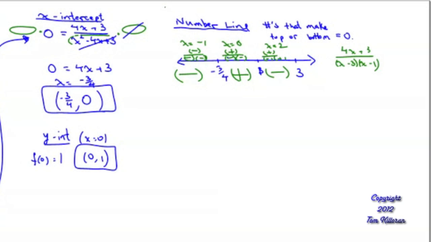Pick a number bigger than 3. 8,000. You can do that too. But I'm going to choose 4. And if you put it in, you get positive, positive, and positive. So this one becomes positive.